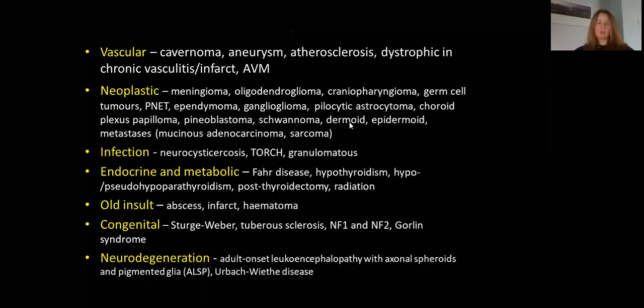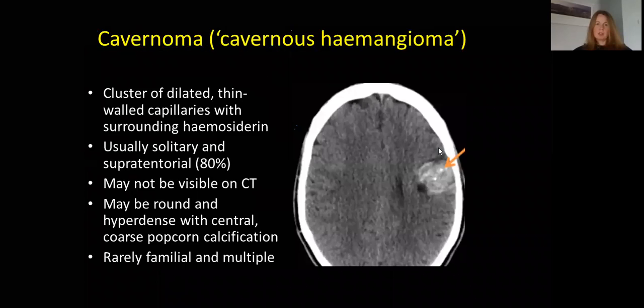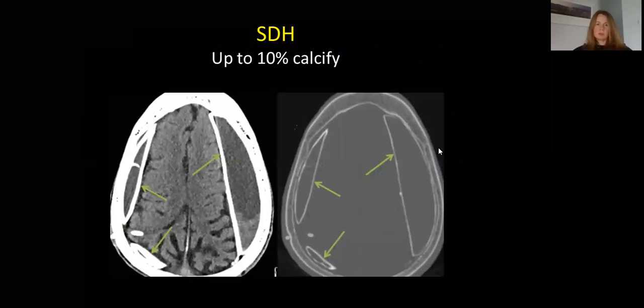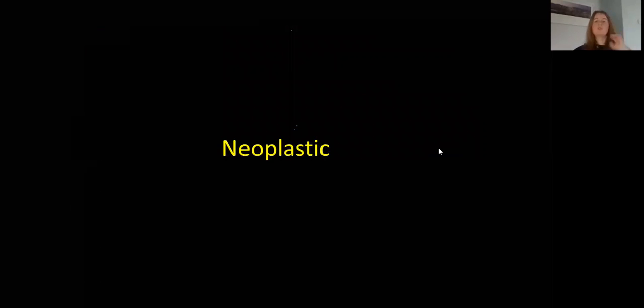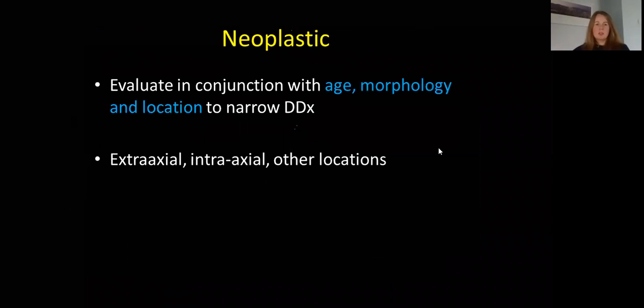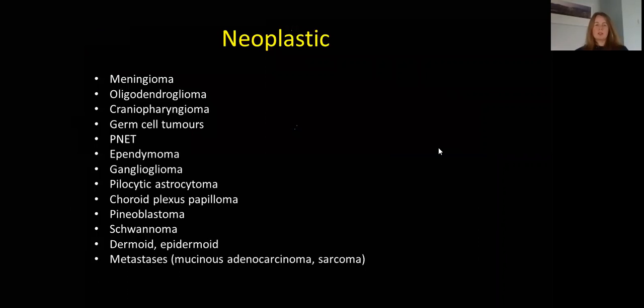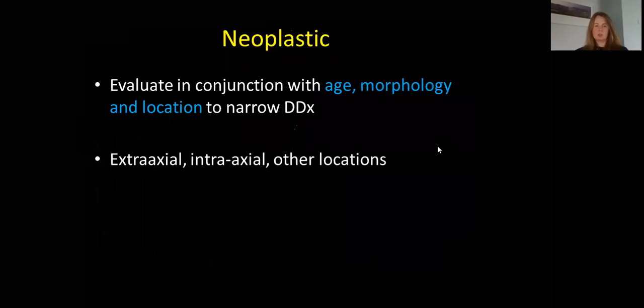I'm not going to show an example for everything, but really just some examples on how to go about differentiating some things from others. So these are the vascular ones we talked about already. We got to calcified embolus. So let's start here, moving on to neoplastic. It's quite a large list, and in some cases you're not going to be able to tell what an intraaxial neoplasm is. You're going to actually have to have histology.